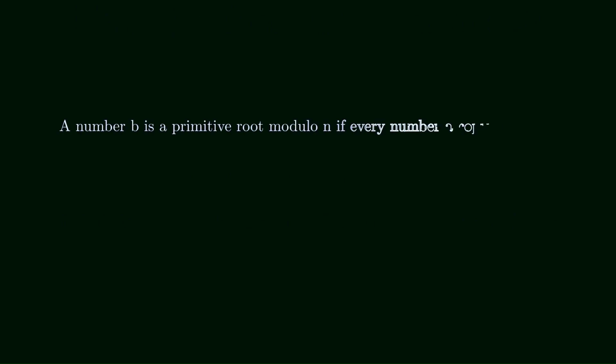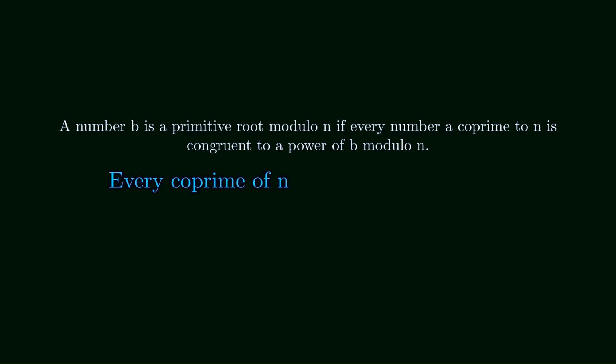That's neat, but still, what are primitive roots? The definition of a primitive root is that a number b is a primitive root modulo n if every number a coprime to n is congruent to a power of b modulo n. Now that's a lot of words, but what do they mean? First, let's talk about modulo. In here, modulo is referring to the function mod.